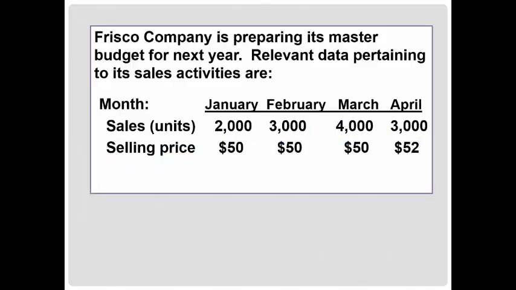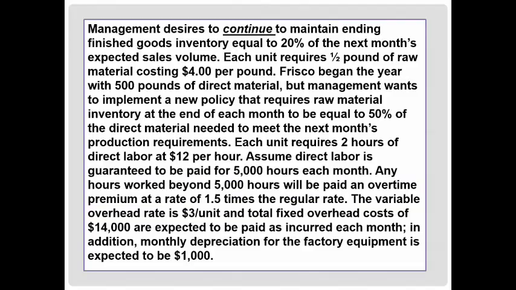Frisco Company is preparing its master budget for next year. Relevant data pertaining to its sales activities are: in January, we're going to sell 2,000 units, February 3,000, March 4,000, and April 3,000 units. The selling price will be $50 a unit for January, February, and March, and $52 per unit in April. Management desires to continue to maintain ending finished goods inventory equal to 20% of the next month's expected sales volume. Each unit requires 1/2 pound of raw material, costing $4 per pound.